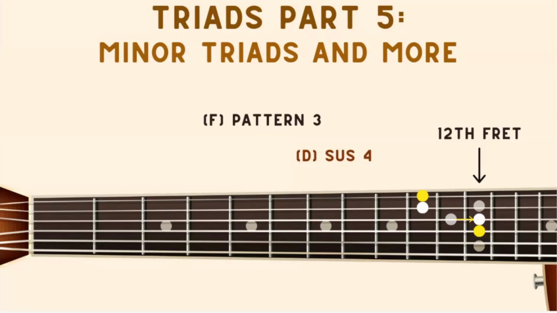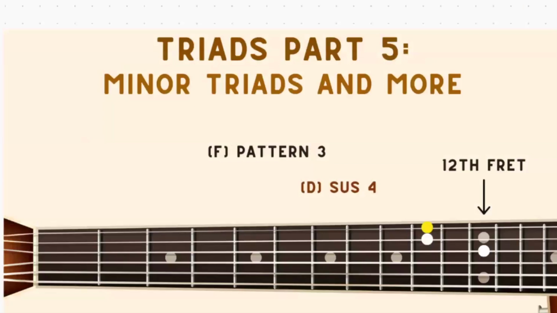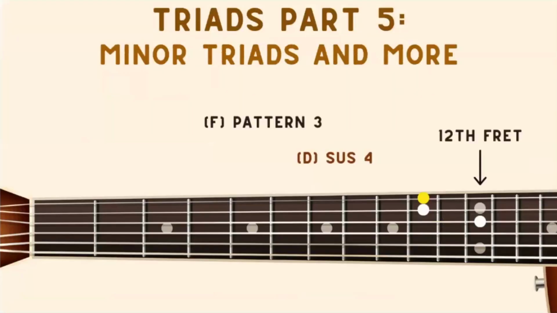So let's come to the suspended fourth now. And for that, you're just going to slide the third string up 1 fret. So you're going to bring the third string on the 11th fret up to the 12th fret. Again, the suspended fourth is a 3-note chord triad. So we can play 2 different triads on the bottom 3 strings or the fourth, third, and second string.